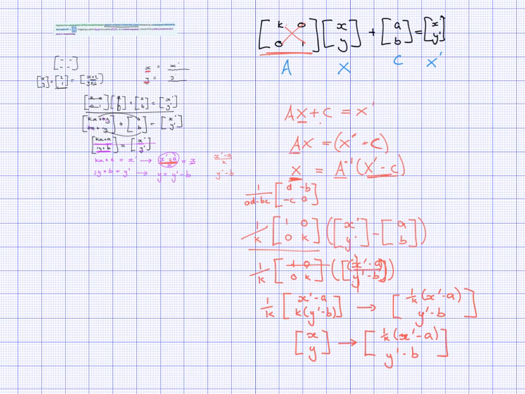So compare that to what we've found over here. X maps to 1 over k times x image minus a. That's exactly what we've got here. 1 over k is the same as dividing everything by k, which is why this is just a different way of writing it. Y maps to y image minus b, which we saw over here also.